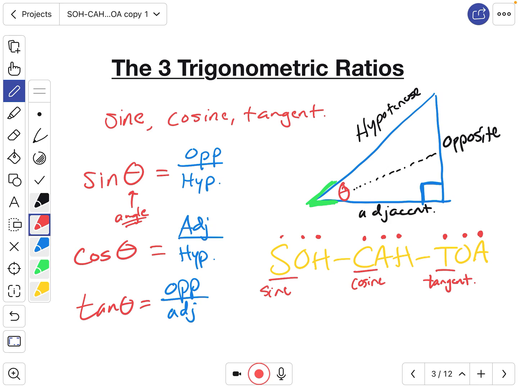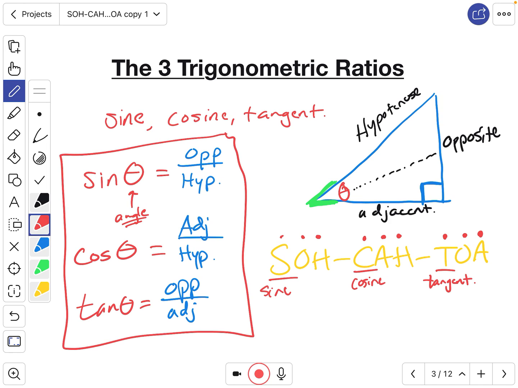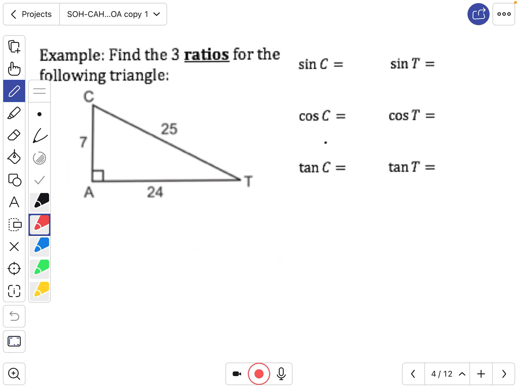Somewhere in your notes, you should at least copy this slide down, especially the right triangle and the acronym SOH CAH TOA. These are the important ratios that we're going to be using today to not only set up the ratios, but again, to solve for missing sides and missing angles.